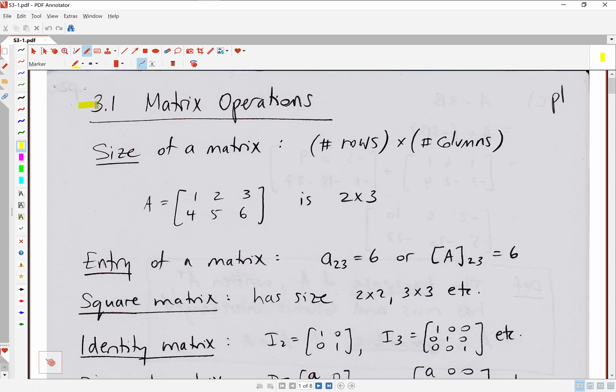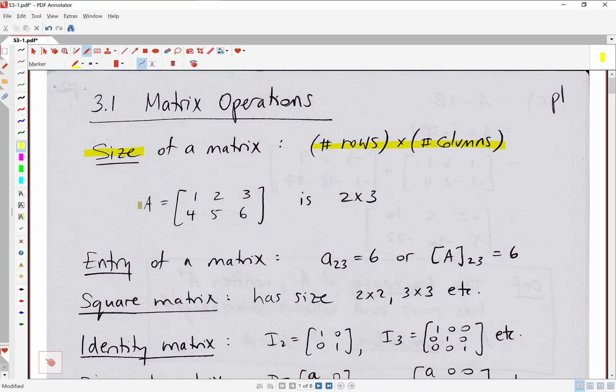In this video, we're going to talk about matrix operations. First thing we'll do is just run through a few quick definitions related to matrices. So when we talk about the size of a matrix, we talk about the number of rows times the number of columns. And we always talk about the number of rows first.